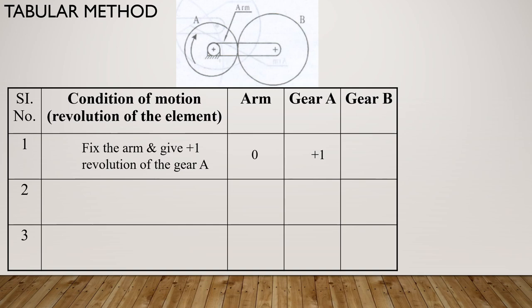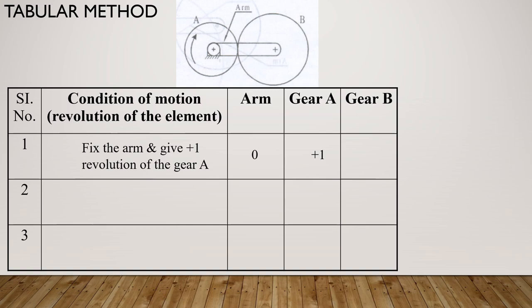You can give the rotation to gear B also, nothing wrong in that. The expressions will change, that's it. There will not be any change in the answer, only the expressions will change. So fix the arm and give one rotation to gear A. Since you are giving rotation to gear A, that will be your driver now. So for the arrangement, gear A will be the driver. So what is the speed for gear B?